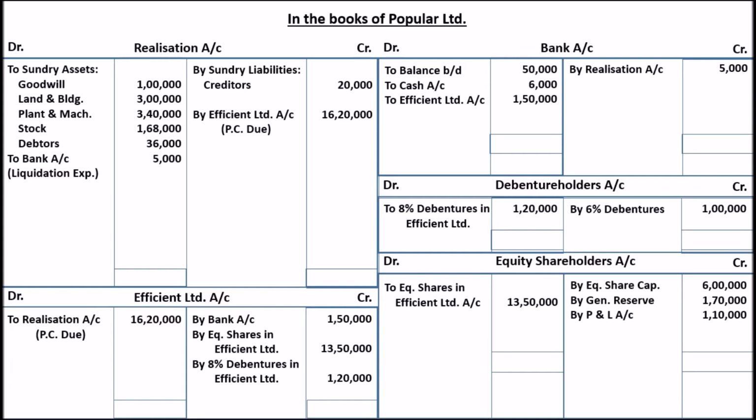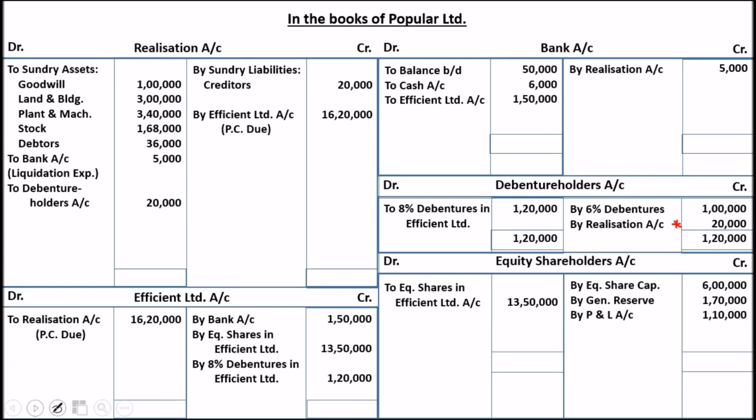Now it is time to close all our books of accounts. So firstly, we will start by closing the debenture holders account. If you see, the debit side is greater, that is 1,20,000. Difference in debenture holders will go to realization account as by realization balancing figure was 20,000, and the corresponding effect in realization account to debenture holders account 20,000.